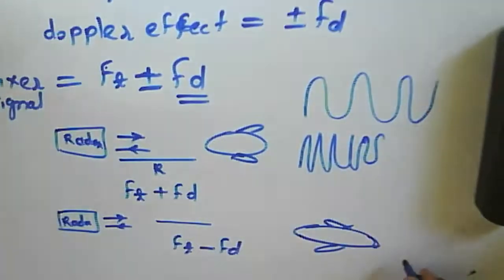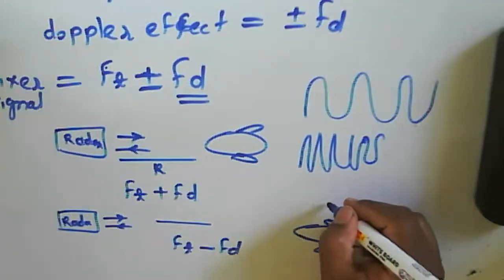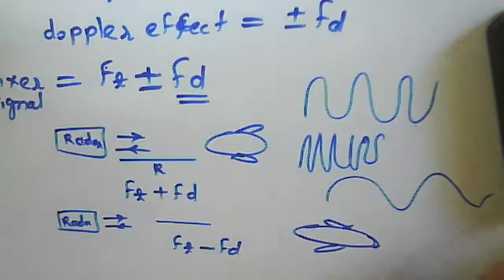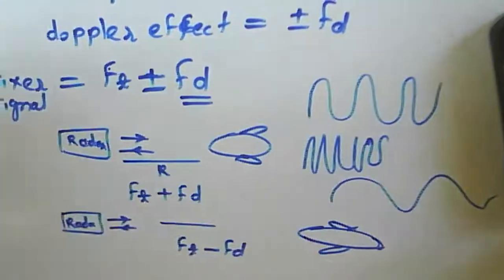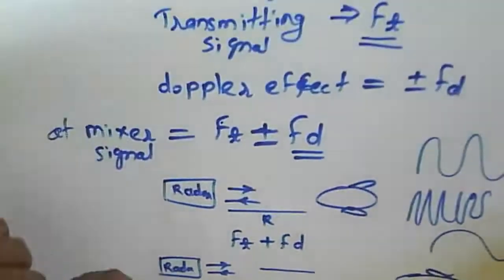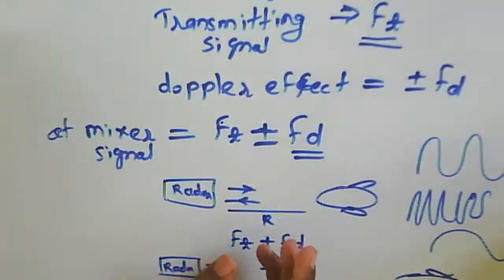In this case, we are getting the echo signal. The frequency will be smaller. That frequency will be larger, because of FT minus FT. So this is what happened here when we consider a radar.